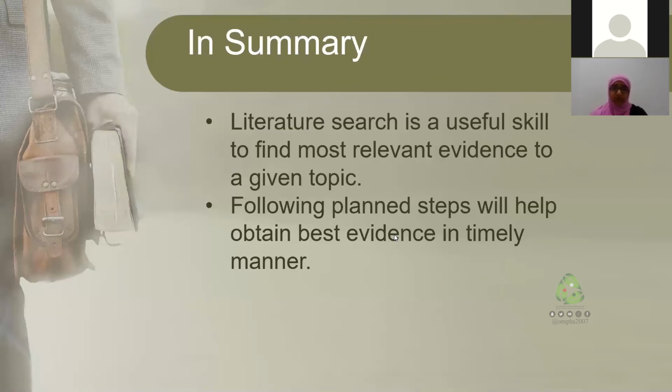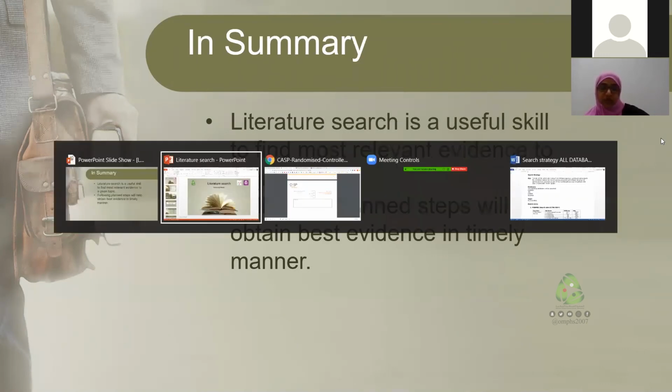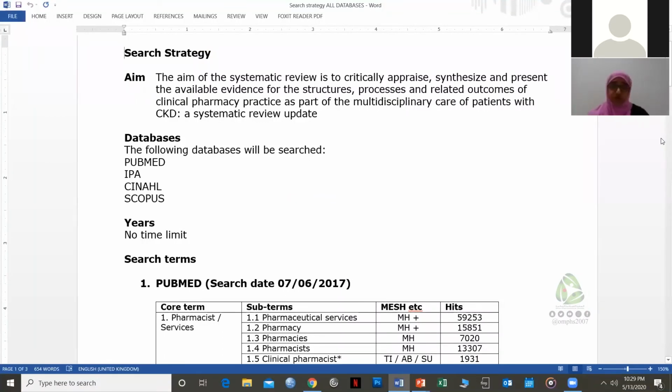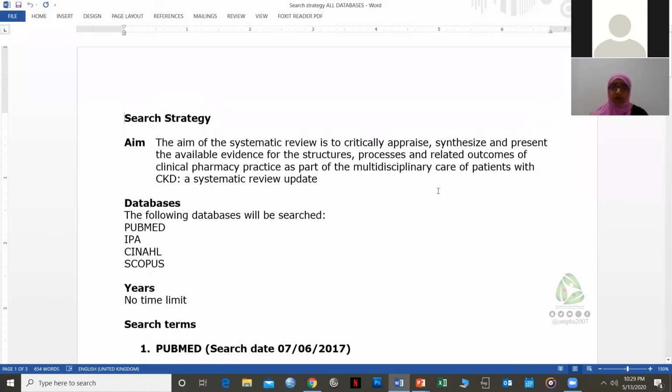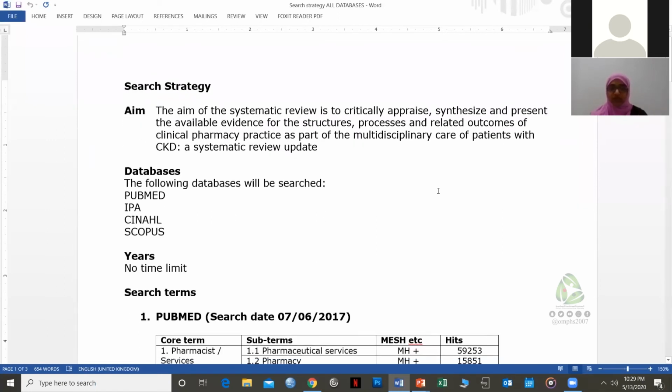So in summary, literature search is a useful skill to find the most relevant evidence to a given topic, and following planned steps will help you obtain the best evidence in a timely manner. And I'll just show you how I managed to write my literature search when I did my systematic review. And we have this document which makes it so clear that even though I did it in 2017, when I look at it, I remember exactly what I did.